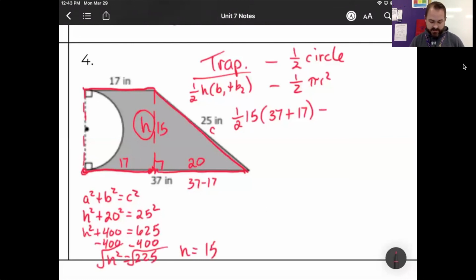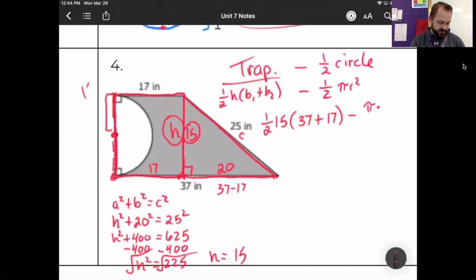And then I'm going to subtract the area of my half circle. So minus pi times the radius of the circle squared. Now the radius is half of 15. This length there is the same as this diameter here. Remember, diameter is twice the radius, so we just divide that by 2. So I'm going to take that 15 and divide by 2, and I get 7.5. So the radius is 7.5 squared. I'm going to multiply by pi and divide by 2 there. So now I can start to simplify things here.